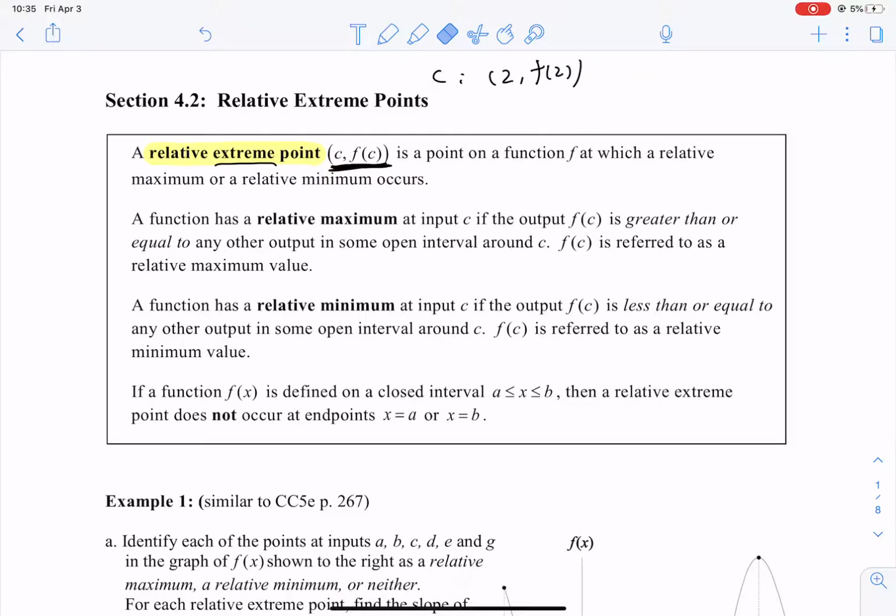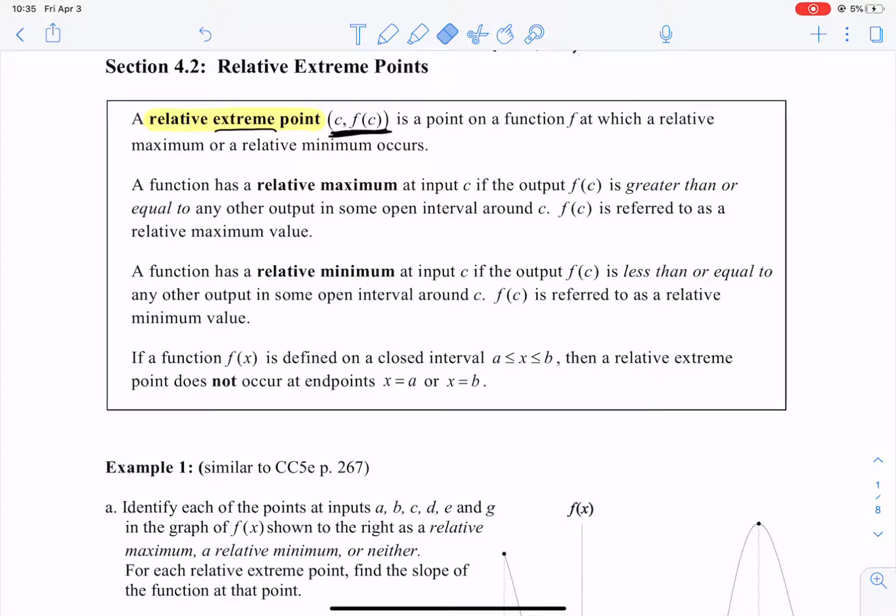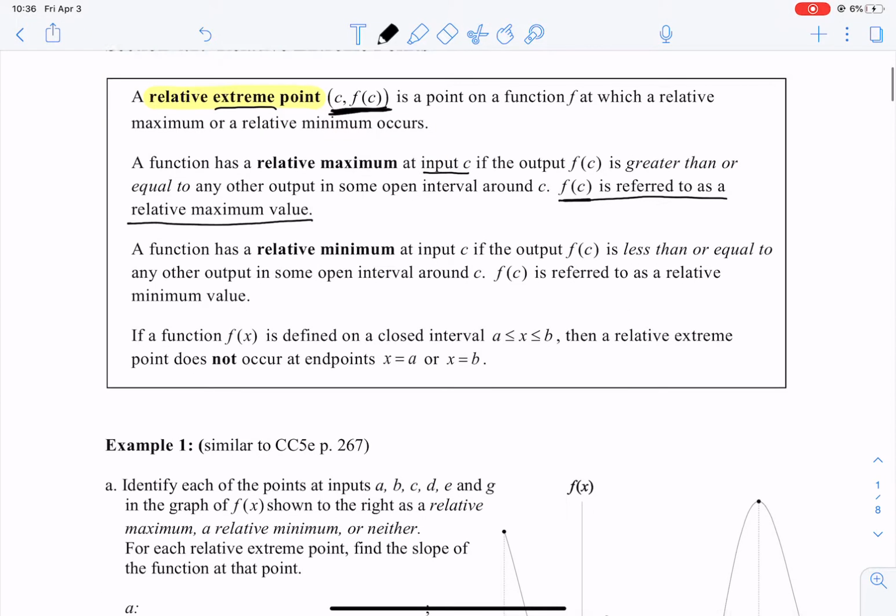And next, since we talk about relative extreme points with two possibilities, relative maximum or relative minimum point, let's see what a relative maximum point is. The first one, a function has a relative maximum at input c. So here, for a relative extreme point, we have c and f of c. The second part, f of c, is called a relative maximum value. All right, then let's go back to the definition. A function has a relative maximum at input c if the output f of c is greater than or equal to. So here we have the first condition for the relative extreme point.